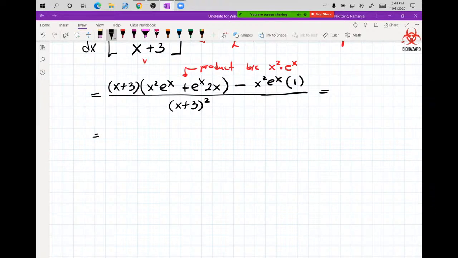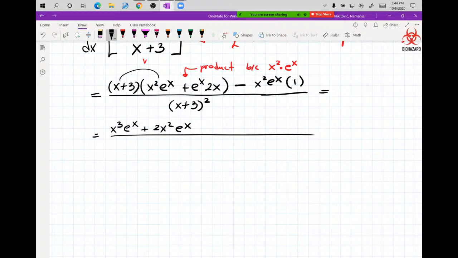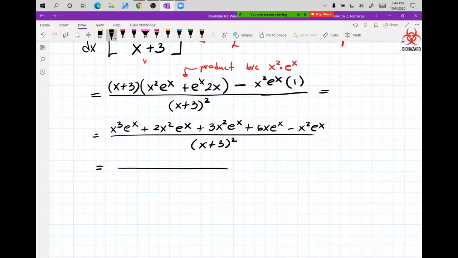So we are going to distribute this, so it's going to be x cubed e to the x plus 2x squared e to the x. That's when you multiply that way. Then we multiply by 3, so plus 3x squared e to the x plus 6x e to the x minus x squared e to the x. And then denominator as is. It's just a lot of nasty algebra. It's just not a big deal.